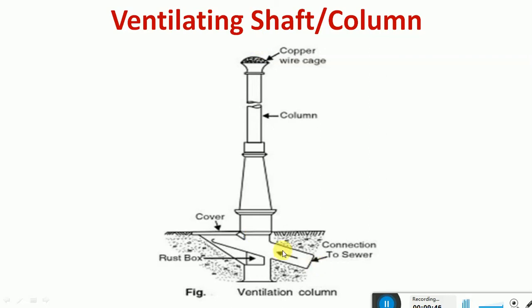So it will allow the exchange of gases from the sewer, and fresh air also enters through this ventilating column, and it will remove the odorous gases. It will allow methane gas and others to escape from the sewerage system. This can also be used for providing street lamps on these vertical columns. It will serve two purposes: one, ventilation of the sewers, and also we can provide street lamps along the ventilating column.